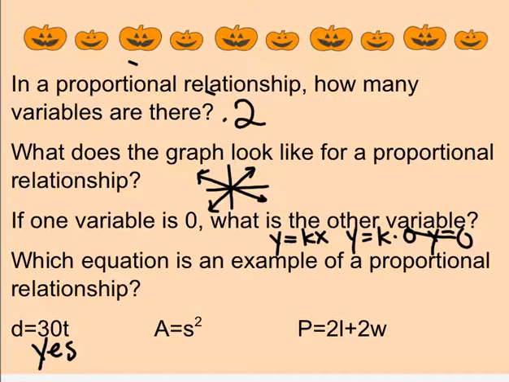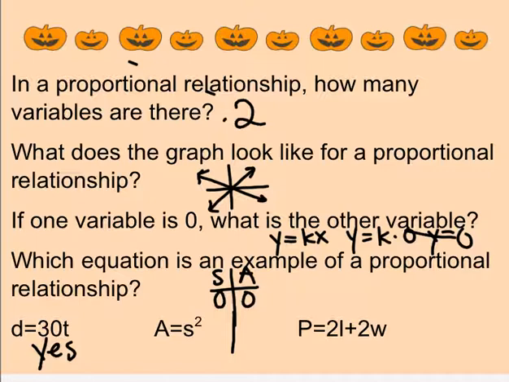How about a equals s squared? It has two variables. That would work. Let's see if it goes through the origin. We say s is our independent, a is our dependent. So if 0, okay, 0 for s, a would be 0. Okay, well that fits. It goes through the origin.